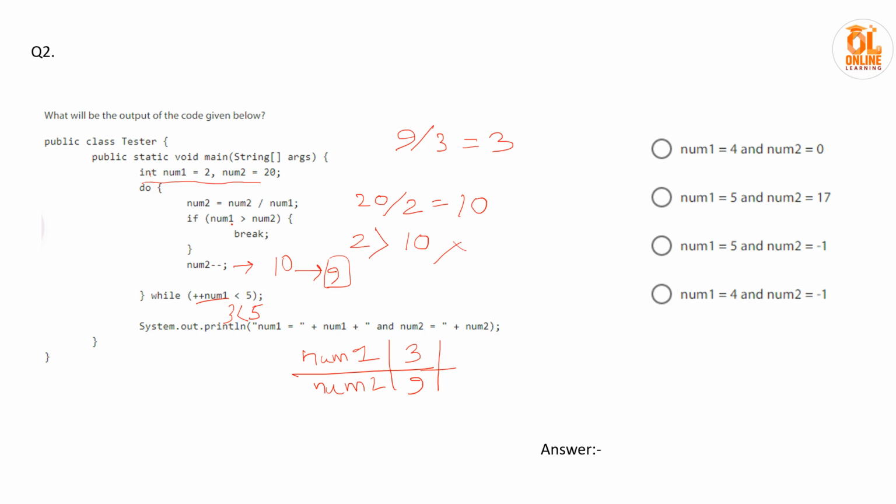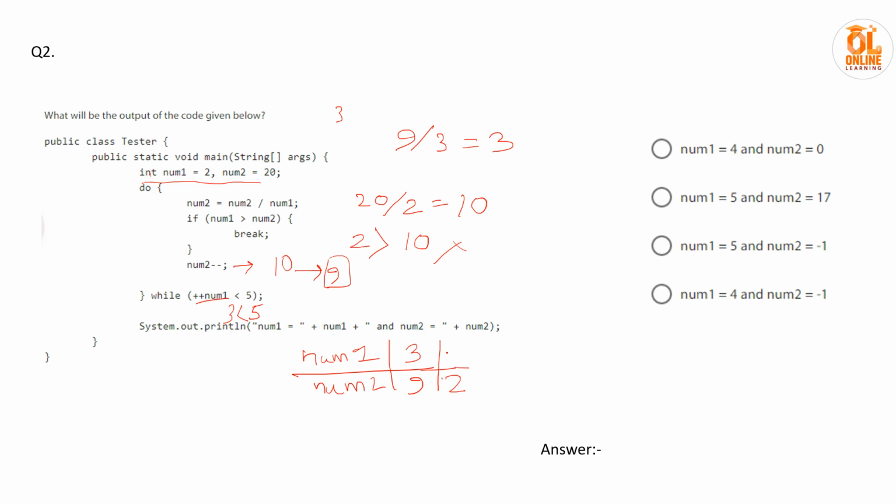Then if num1 is greater than num2? No, num1 is also 3, num2 is also 3. So this condition is still not satisfied. Then num2-- is a post-decrement operator, so after this line it will become 2. So num2 will become 2. And as ++num1 is the pre-increment operator, what will it become?